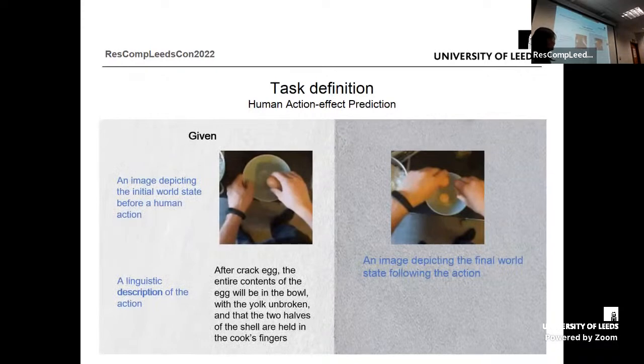Let's see our definition of the task. Given an image depicting the start world state of the action and a linguistic description of the action, we need to generate a new image depicting the world state, that is, what will happen after the action. For example, here the action is crack egg, and we give the start state and the description. After cracking the egg, what will happen? We will generate a new image depicting the end state. That will be quite useful for robotics.